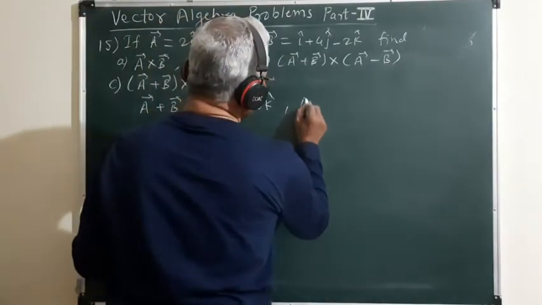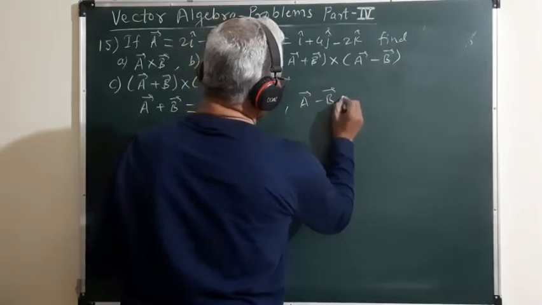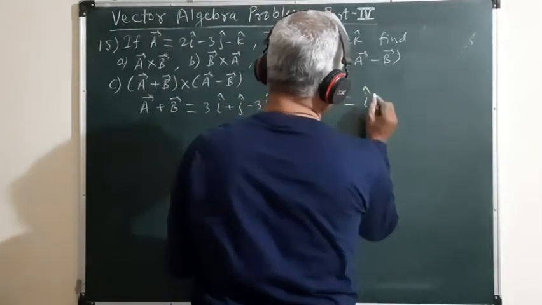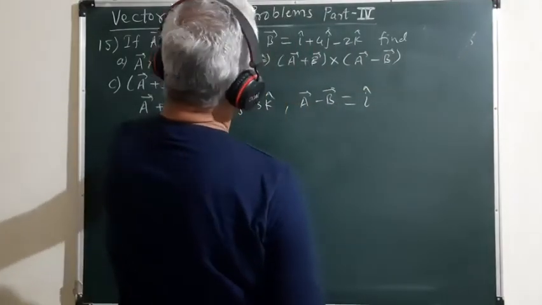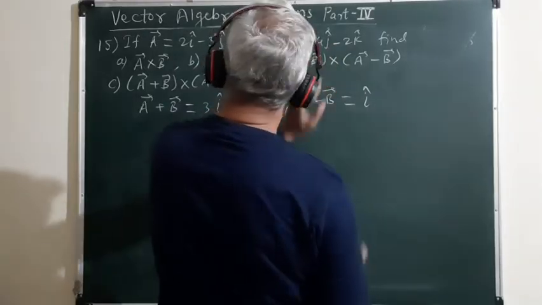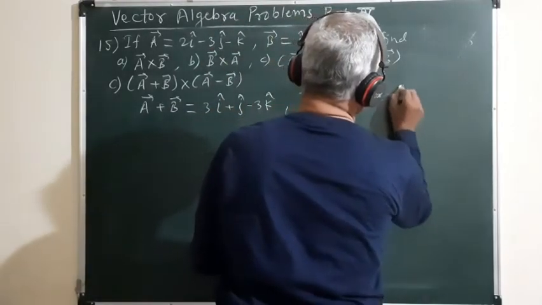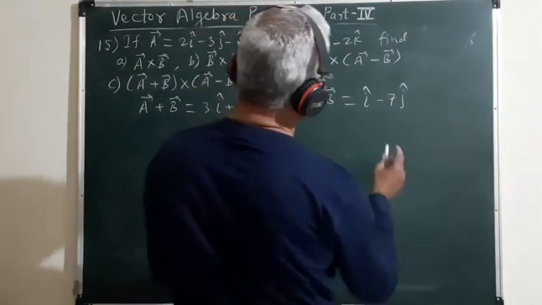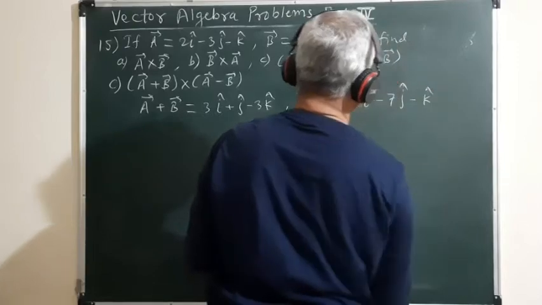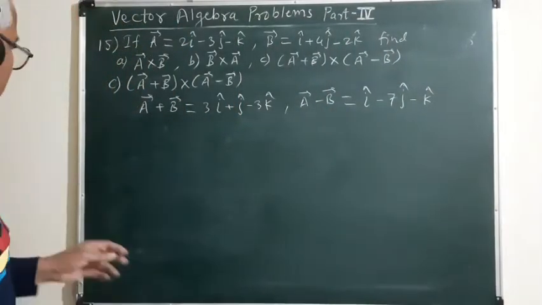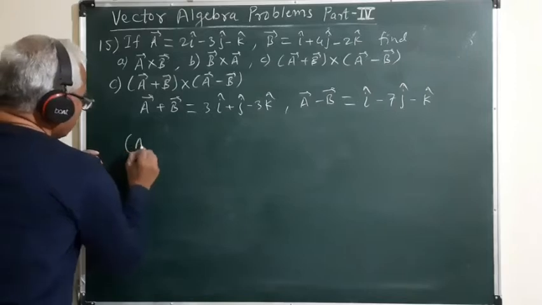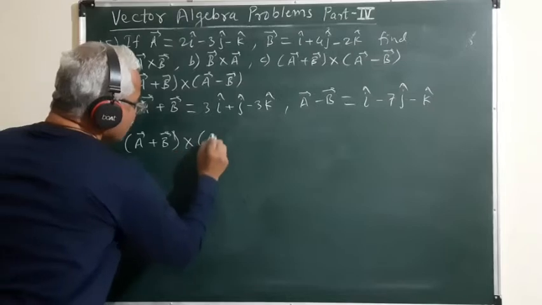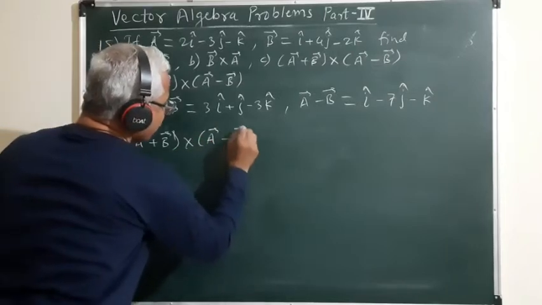And what will be a bar minus b bar? A bar minus b bar will be 2 minus 1 is 1, that is i cap, minus 3 minus 4 is minus 7 j cap, minus 1 minus of minus 2 is plus 2, so it is minus k cap. So this is a bar minus b bar. And now we can evaluate a bar plus b bar cross a bar minus b bar.